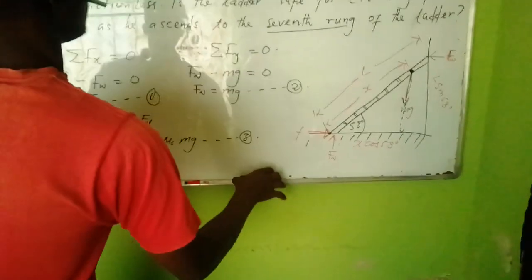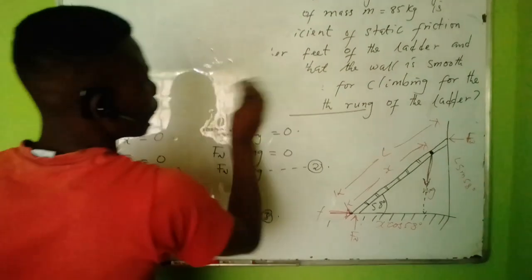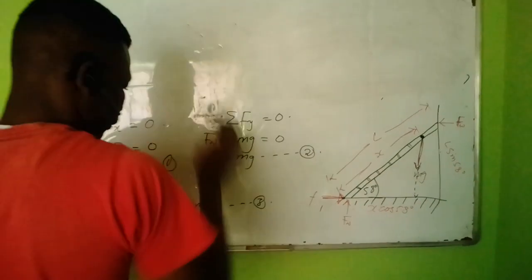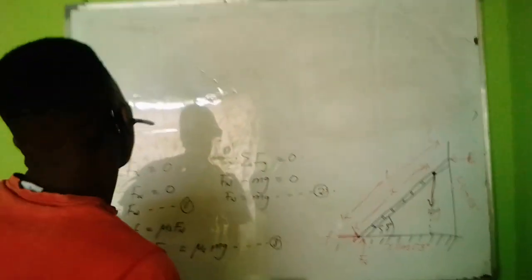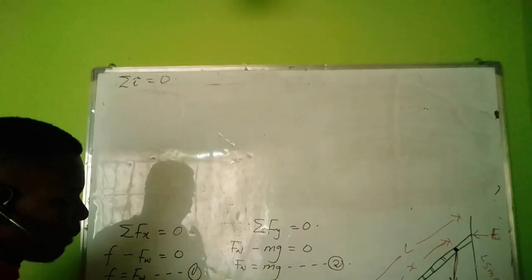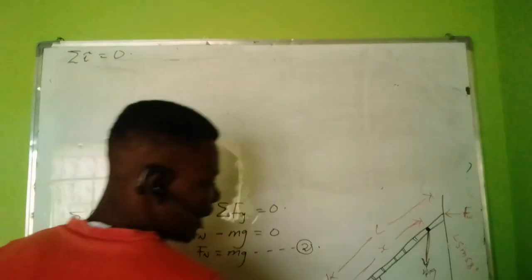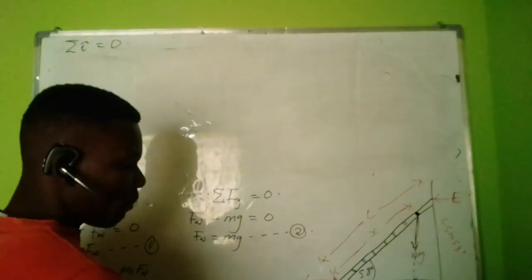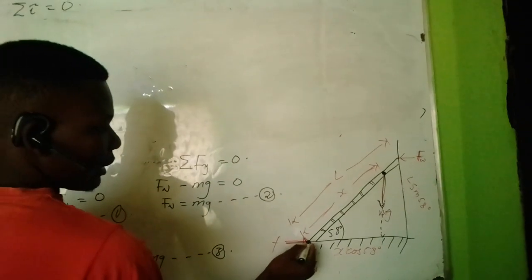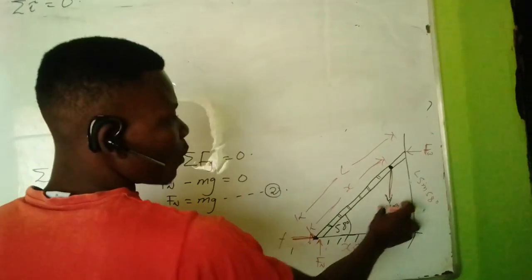Okay. So I'm going to erase here to create some space. So I'll go to torque. I know that the summation of torque should also be equal to 0. Now I'm going to take this point here, the foot of the ladder, as my pivot point. If I take this point as my pivot point, these forces are not going to contribute any torque. It's going to be 0. So I'm just going to have this force and that force.